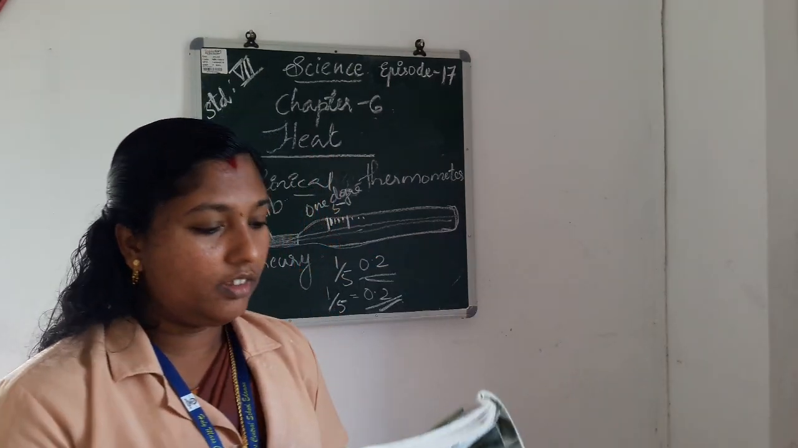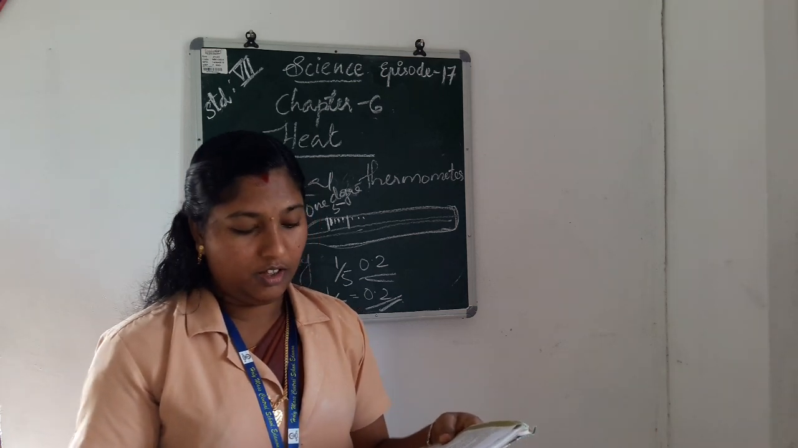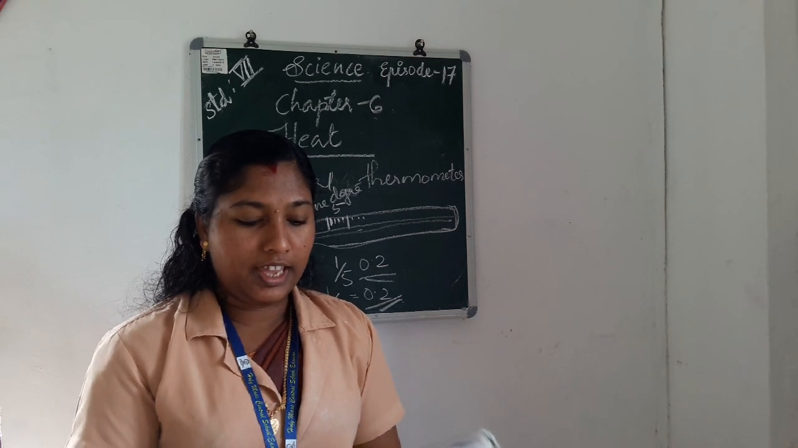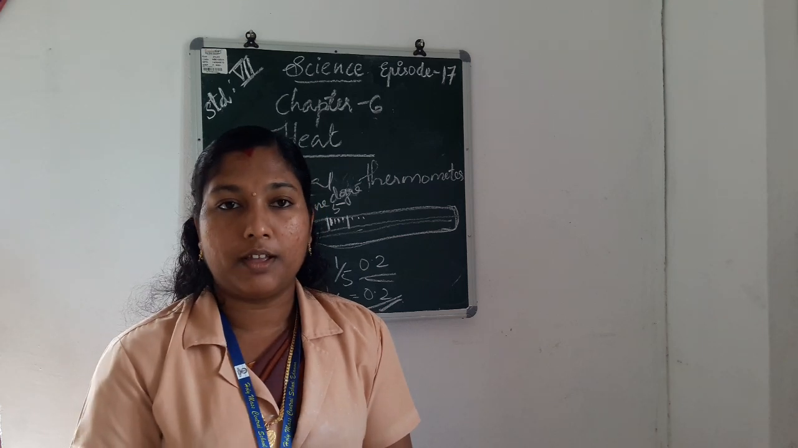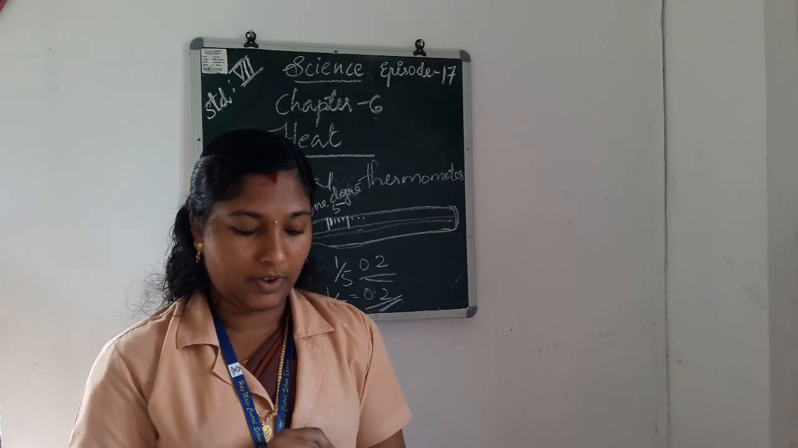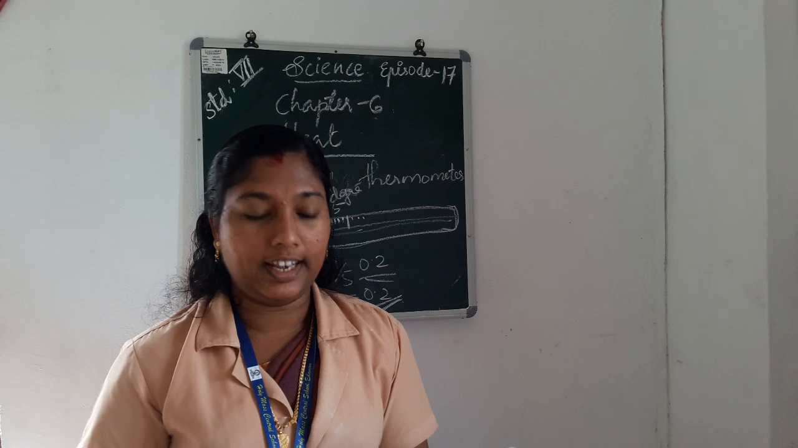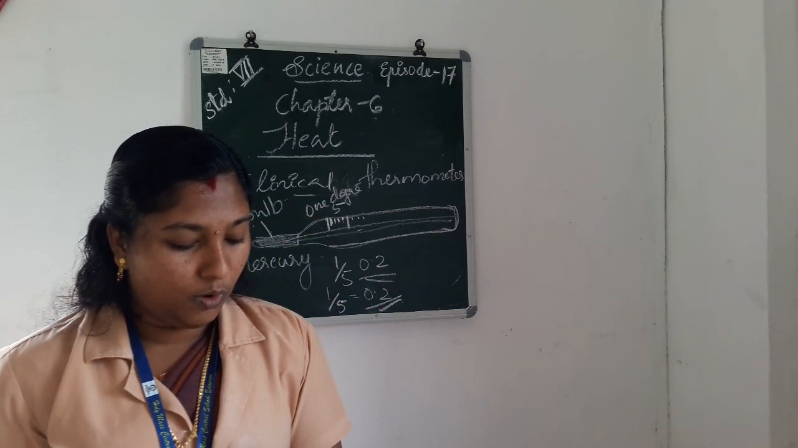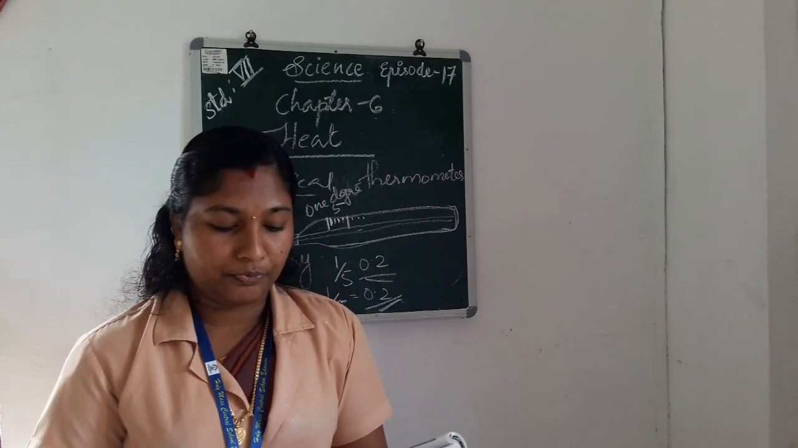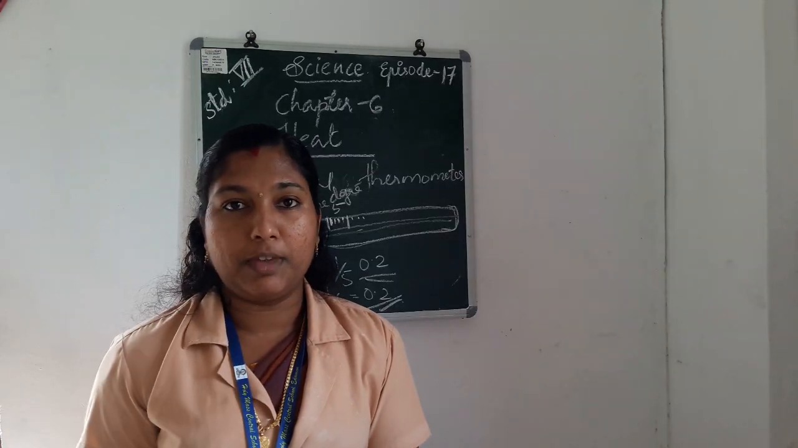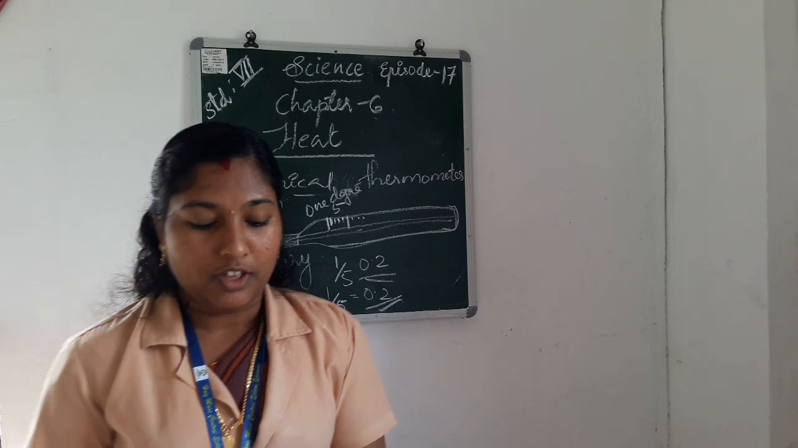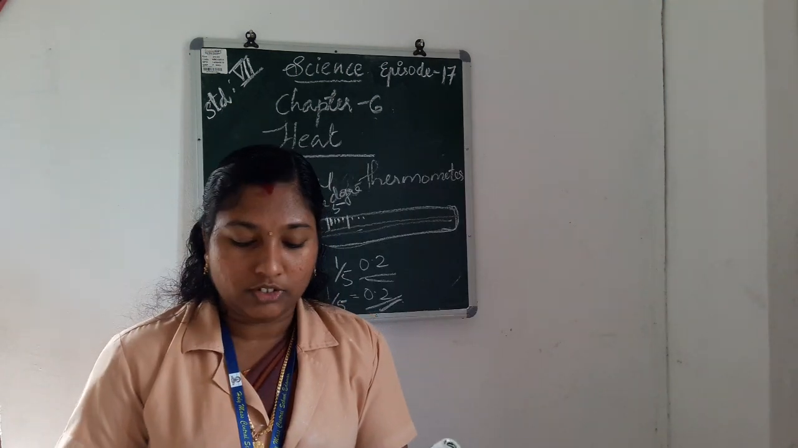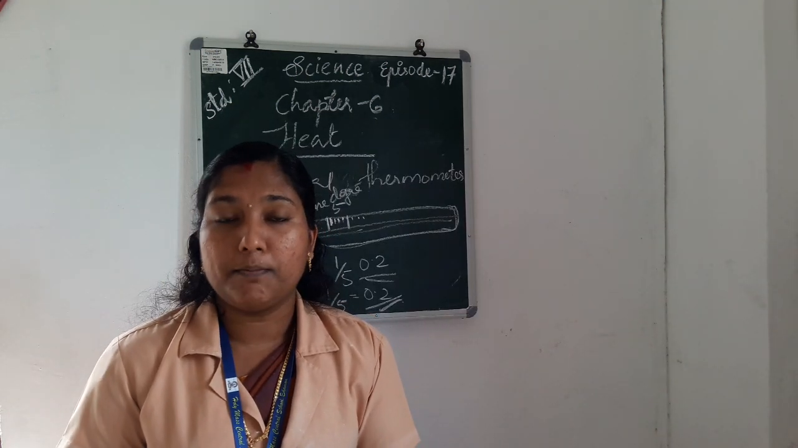Okay. Then here in page number 39, an activity about the laboratory thermometer is given. Take some hot water in a beaker or a mug. Dip the thermometer in water. Wait till the mercury thread becomes steady and note the temperature.